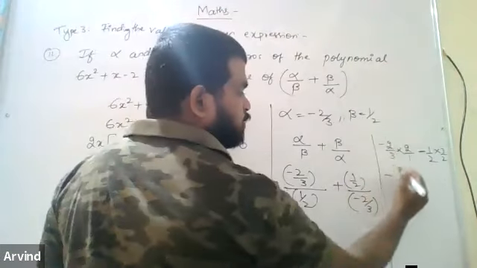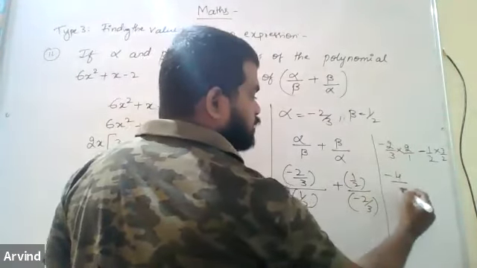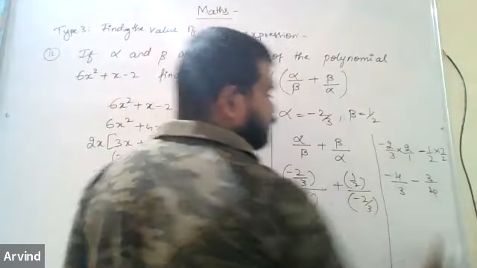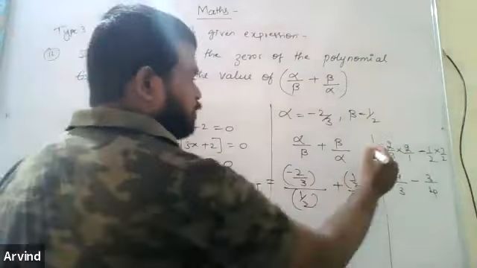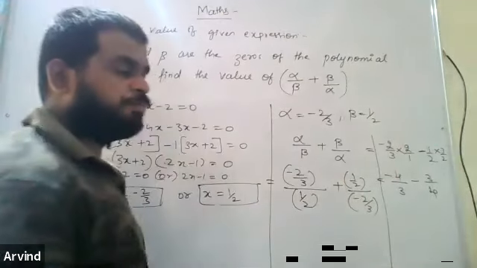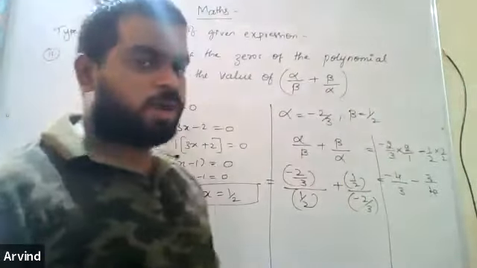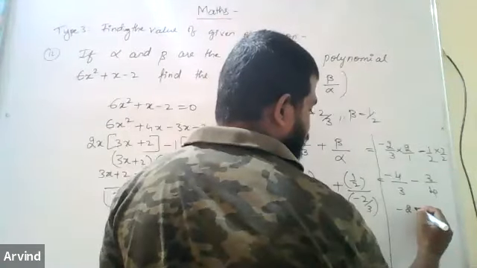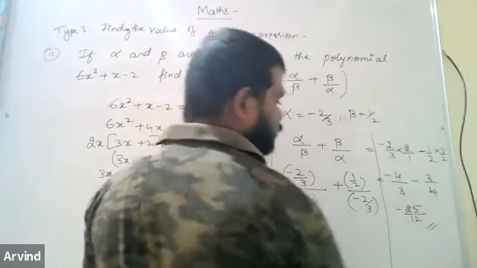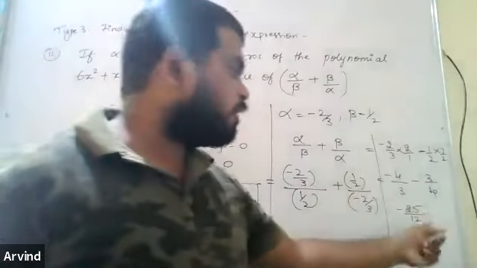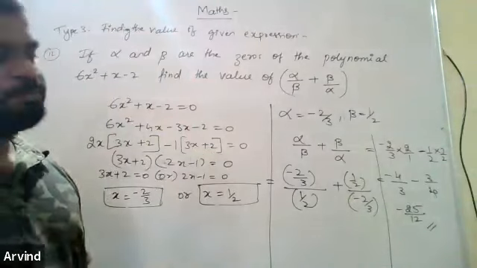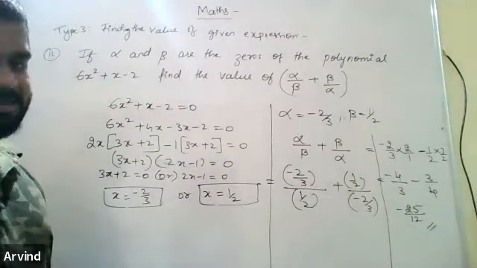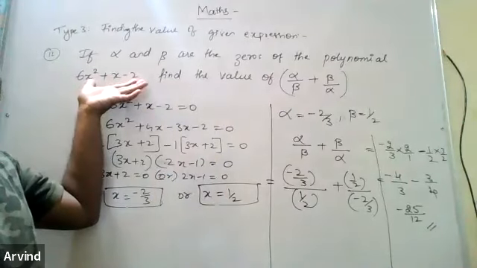So minus 2 2s are 4, 3 1s are 3, minus 1 3s are 3, 2 2s are 4. For this we take the LCM and put equals. You have to take the LCM and solve it. What is the LCM of this? 12. If you solve it, you will be getting minus 25/12 if I am not wrong. Is it clear for everyone? Simple, very simple.